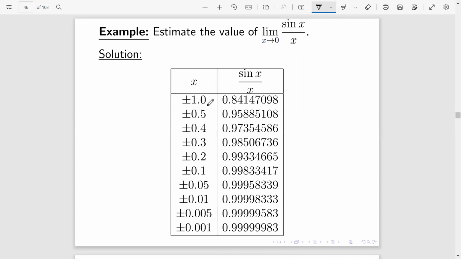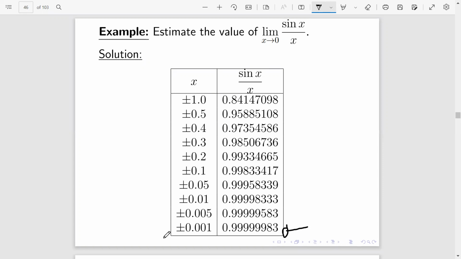So if you look at substituting the values of x around 0, meaning if you take the positive ones from the right, decrease them to approach 0, and also take the negative values, from -1, -0.5, approaching 0, these are the y values that we get from the function. This is what we get from sine x over x. As you can see, these values are approaching 1.